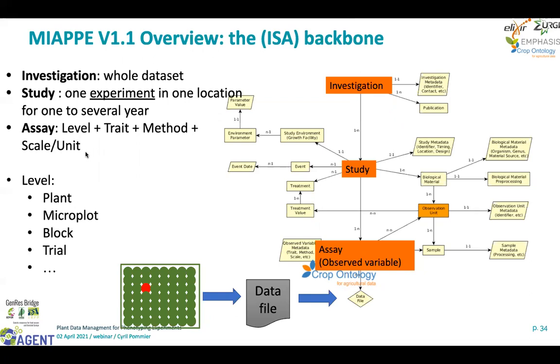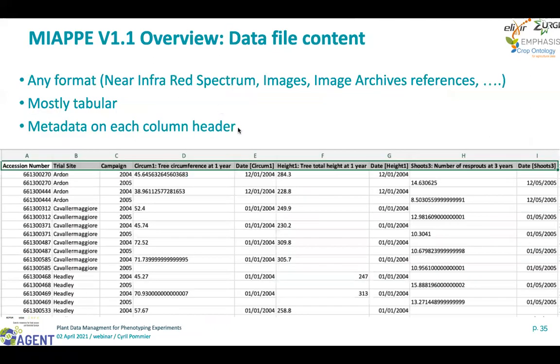And finally, you've got assays, which are a level of observation, a single plant or a group of plants, for instance, a trait, a method, a scale, unit, crop ontology. As I said, the level can be plant, microplot, block, or trial. And finally, the data file is linked directly to the assay, and through the assay to the study.